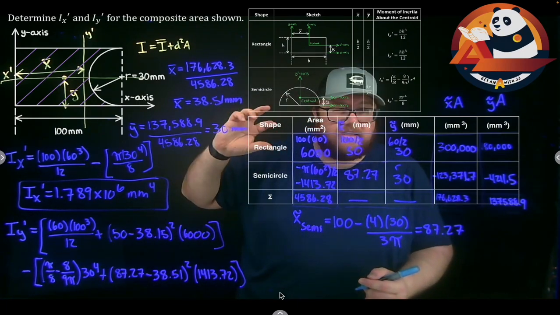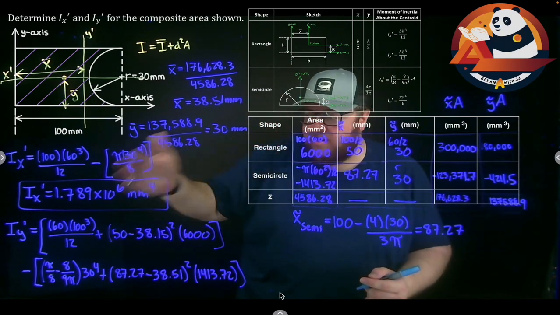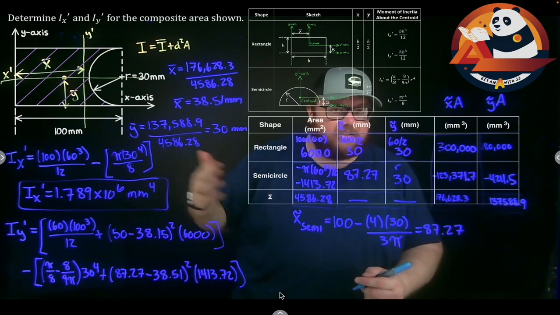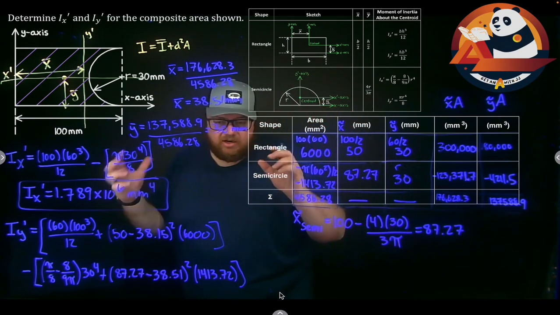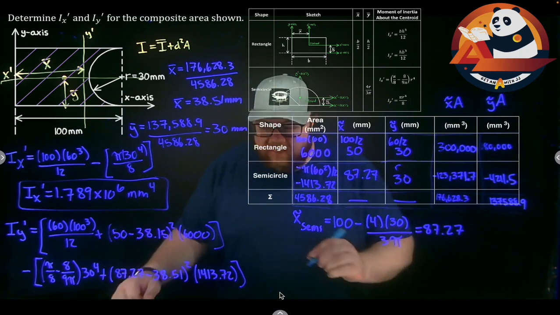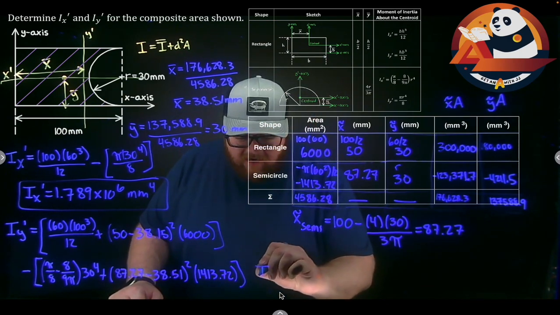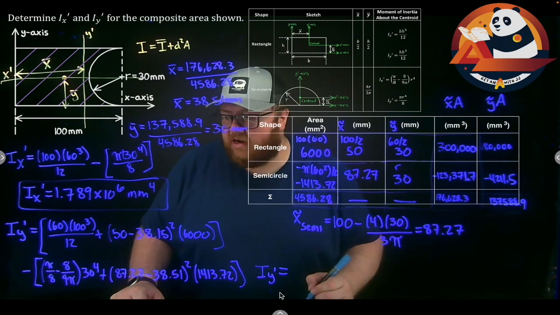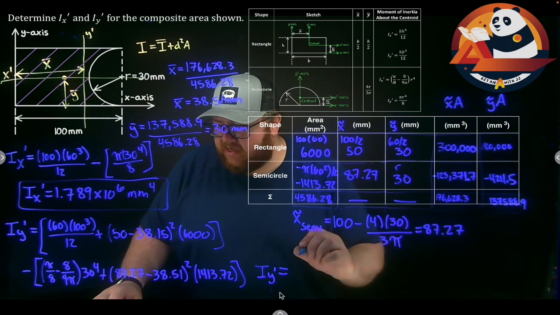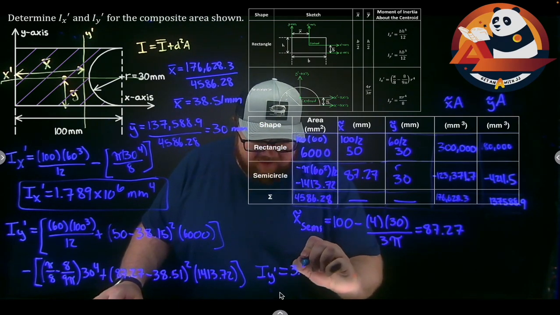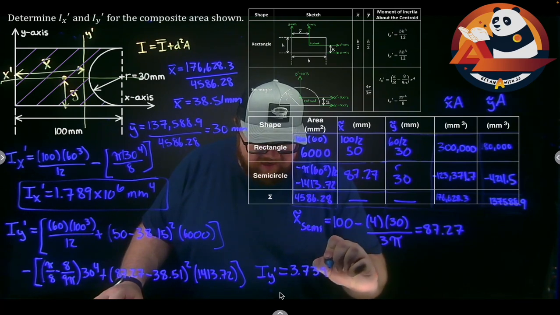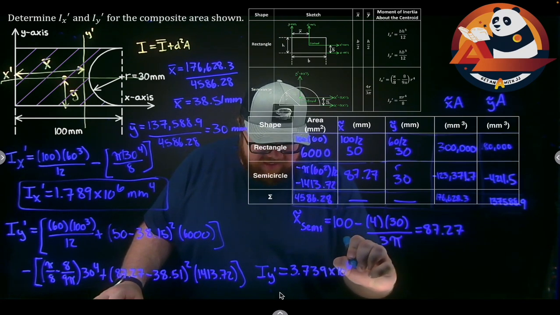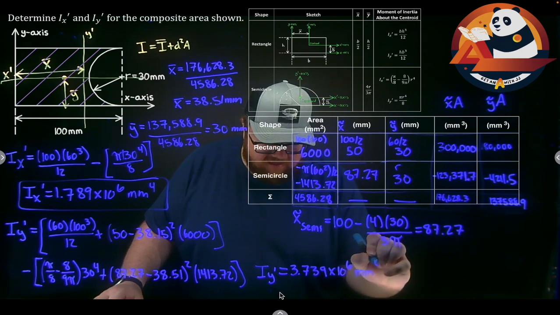you have a calculator that does the pretty print. Some of the newer ones do that, where you can really visually see, does it look correct, rather than just guessing all of your parentheses. But this is going to get us to Iy prime is equal to 3.739 times 10 to the 6th millimeters to the 4th.